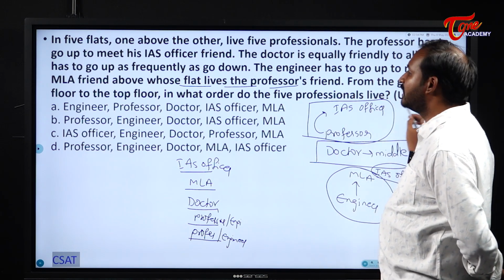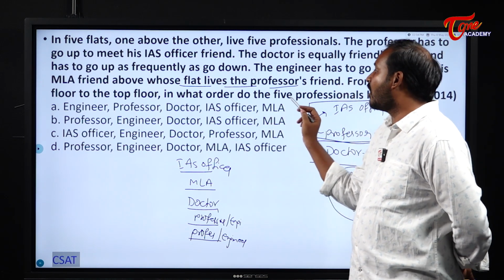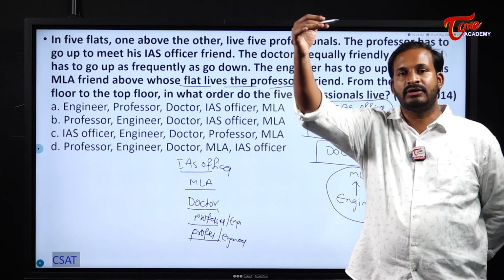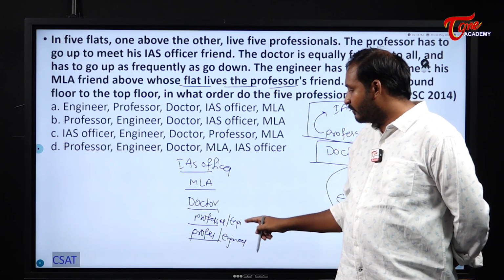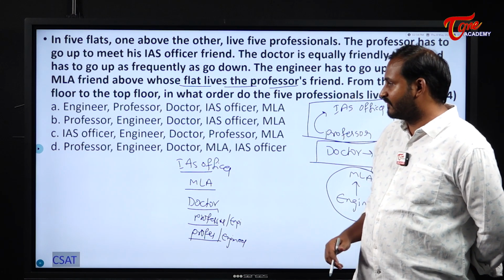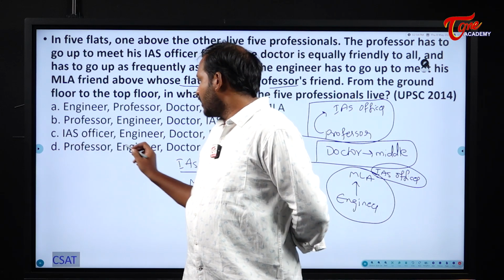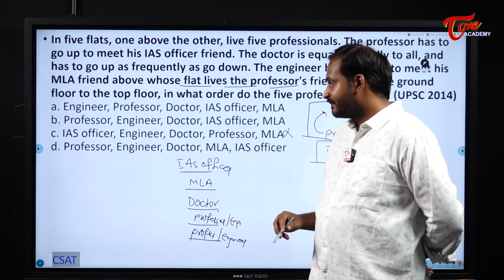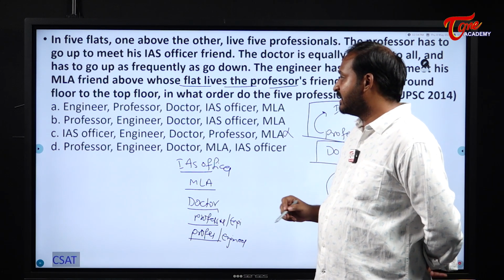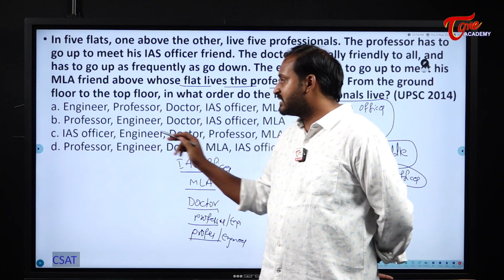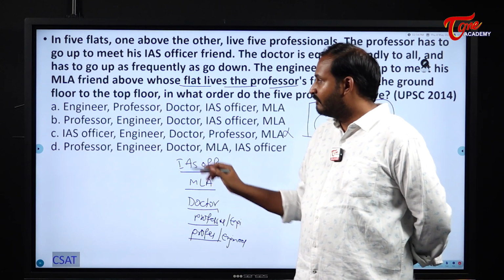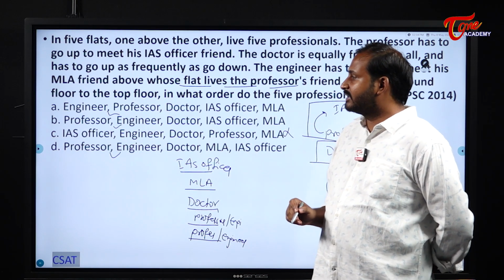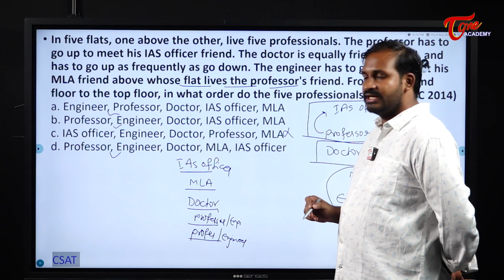Now the question is, from the ground floor to the top floor, in what order do the 5 professionals live? So from the down floor we need to travel to the upper one. What are the only 2 professions I have? Either engineer or professor. So obviously option C is wrong for me, because in the ground floor according to that it is the IAS officer. But there is still ambiguity with this engineer and professor. We have chances for all of A, B and D. With the first 2 floors, I cannot tell my exact answer, because in all the 3 options I have professor, engineer and professor, engineer.